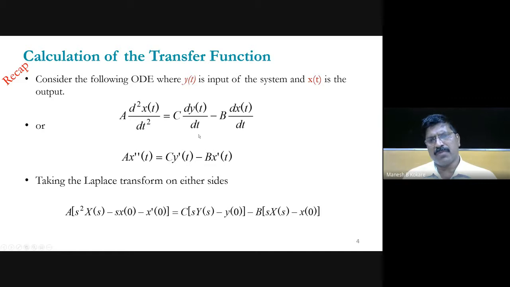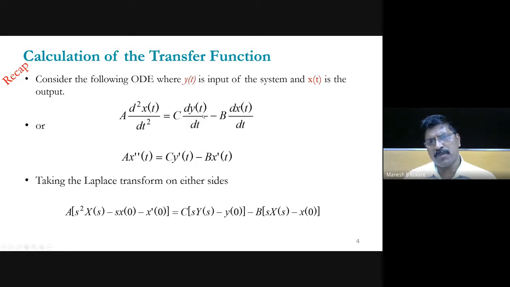This can be written with double dash, which is nothing but the double derivative, and so on. If you take the Laplace transform of this equation, you know that the Laplace transform of d2 by dt square is nothing but s square. So a is the constant, so a into s square. What is the Laplace transform of x of t? That is X of s. Then with initial conditions, it is s into x of 0 minus x dash of 0. So this is the Laplace transform of this side. Similarly, you can take the Laplace transform of this side.